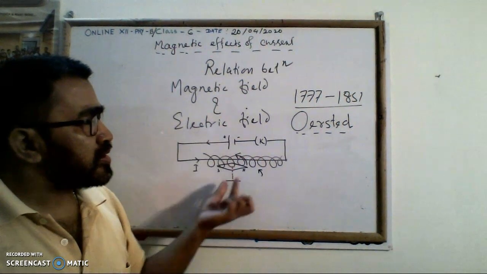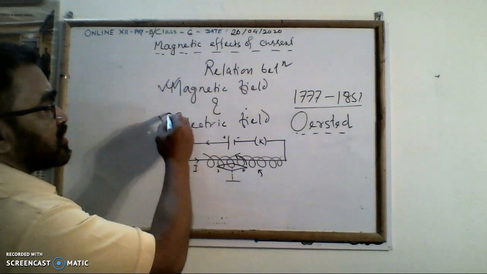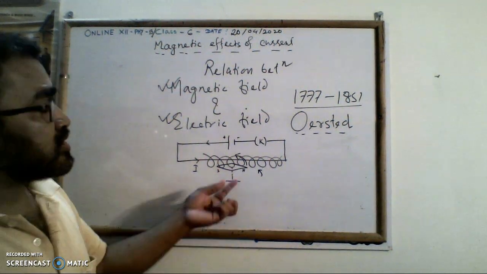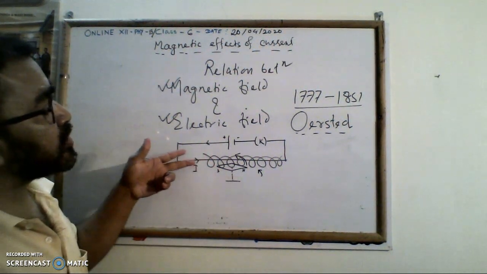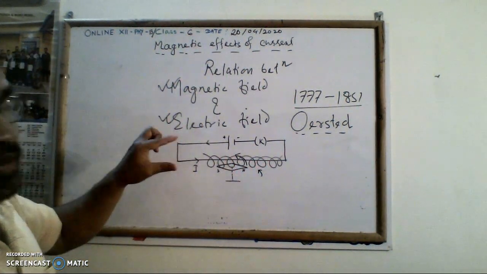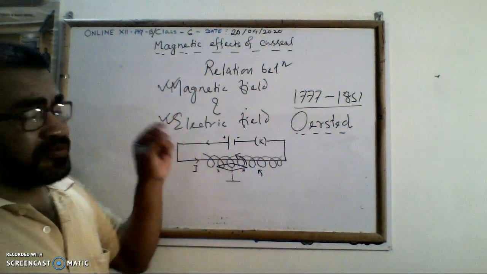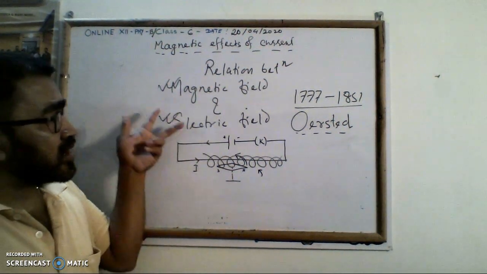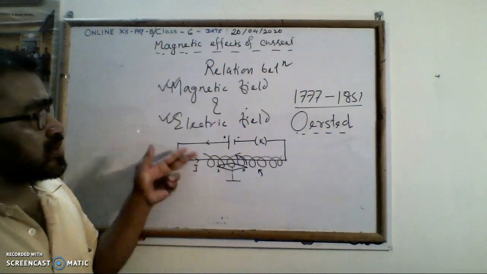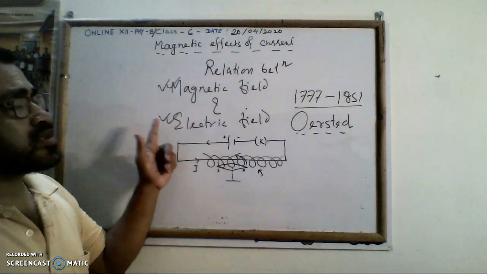So from this experiment, it was clear that there is a close relation between magnetic field and electric field, because needles are deflected. That is why some magnetic field is produced here. So when current passes through the conductor, it might produce some magnetic field, which in turn affects this needle. The experiment is very small, but its discussion was a great contribution for scientists. It gives clear evidence that there is a close relation between magnetic field as well as electric field.